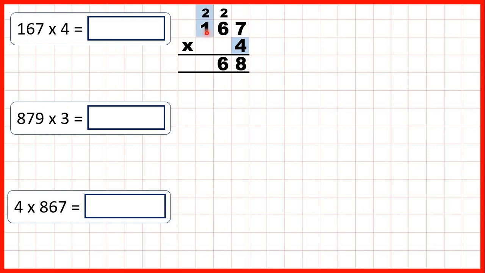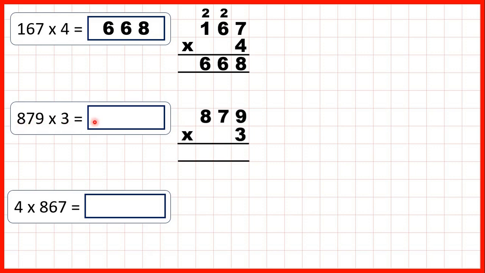Now we can move on to multiplying our hundreds. 1 times 4 is 4, and we need to add the 2 that's on top, and 4 plus 2 is 6. Now we don't have anything else to multiply, so we have our answer. That's 668.